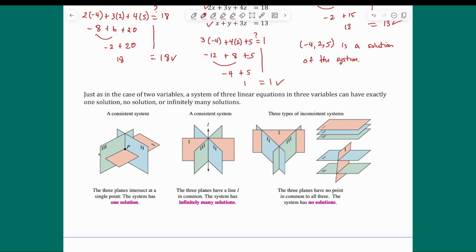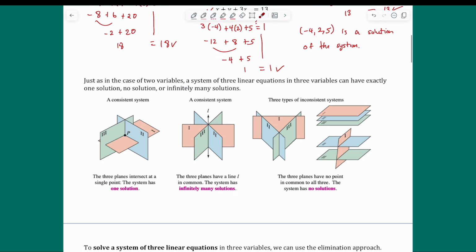And then, of course, we have inconsistent systems. Here are three situations where they're inconsistent. They could meet at a single line like this. They all meet there, but that's inconsistent because there's not a single point where they all meet. Then you could have parallel planes that don't meet at all, and therefore they have no solutions. And then you could have something like that where two planes are parallel and the other one meets them. So the three planes have no point in common to all three. The system has no solutions. Okay, so that pretty much summarizes the three cases again.